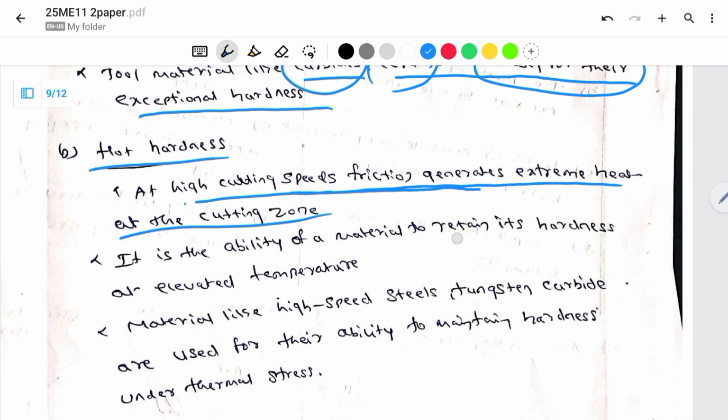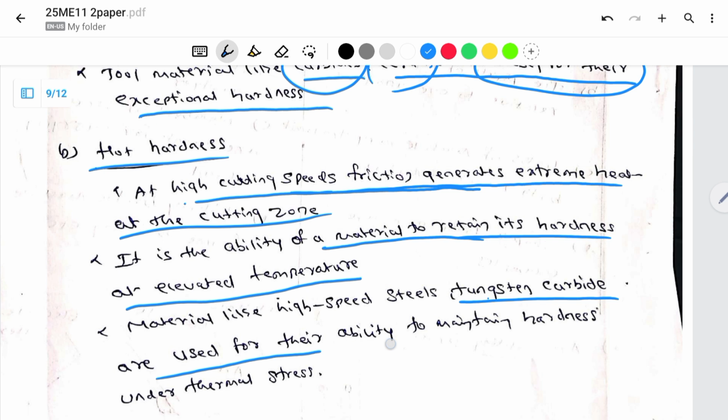So it is the ability of the material to retain its hardness at elevated temperature. Hot hardness is nothing but how the material maintains its hardness at high temperatures, rather than getting heated and failing because of the heat. It doesn't fail. It will maintain its hardness. Materials like high speed steel and tungsten carbide are used for their ability to retain their hardness. That's why they are utilized.